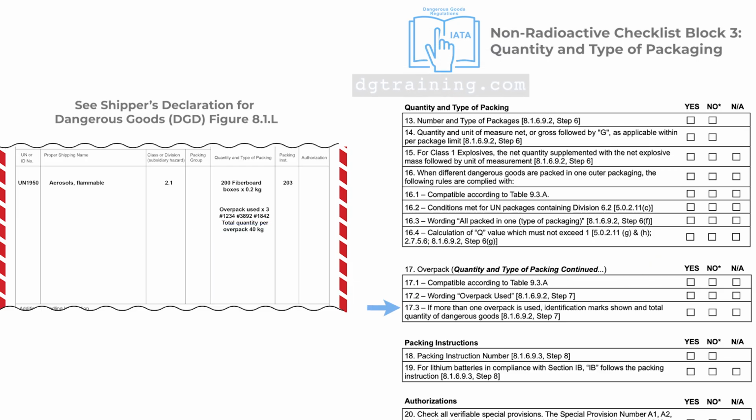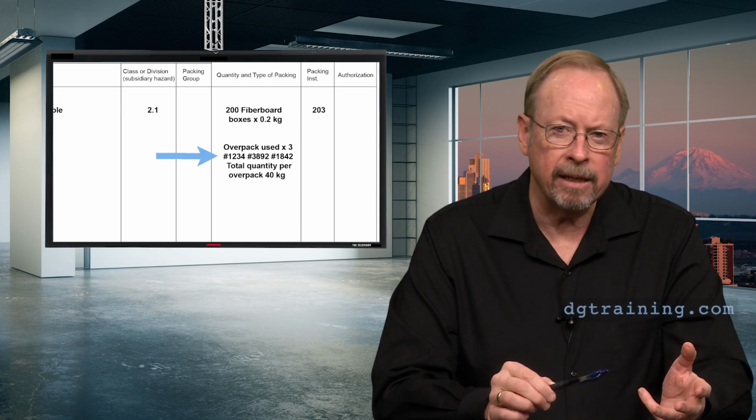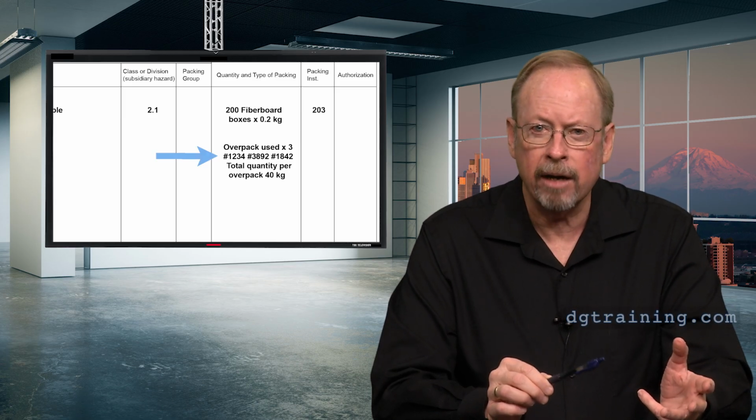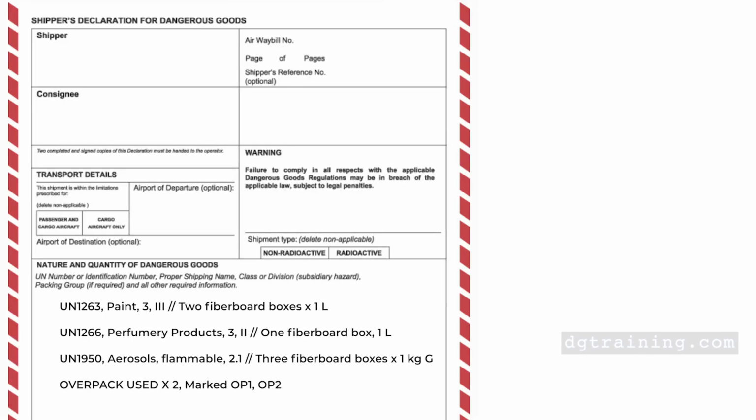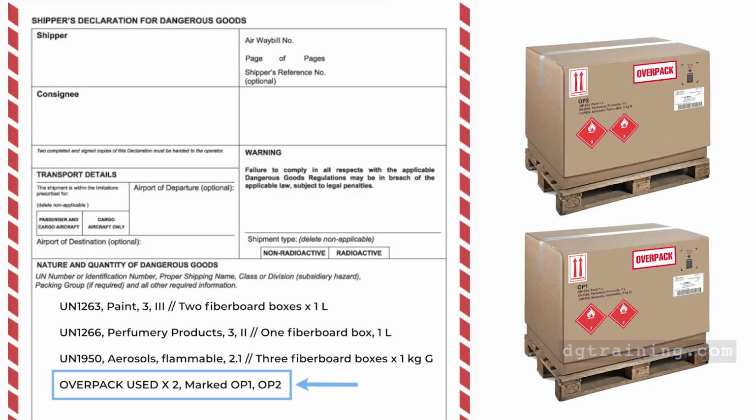The last overpack sub-item says that if more than one overpack is used, the identification marks shown on the overpack are also recorded here on the DGD. In our example number 8 that we've been working on, there are 3 overpacks and each has an identification marking on them. These numbers don't have to mean anything, it's just a way for the cargo handlers to know which overpack is which in case one is missing or perhaps damaged and the airline needs to identify that.